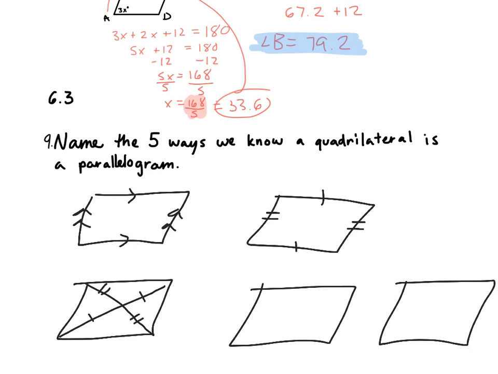Nicolene, what's another way? Opposite angles are congruent. And Carolina, what's another way? The diagonals bisect each other. We already got that one. One pair of opposite sides are both congruent and parallel. Perfect.